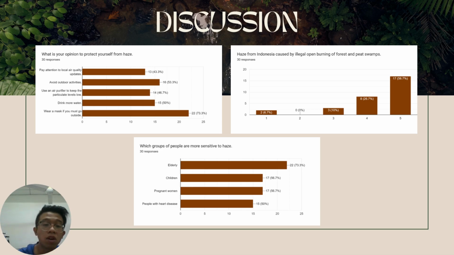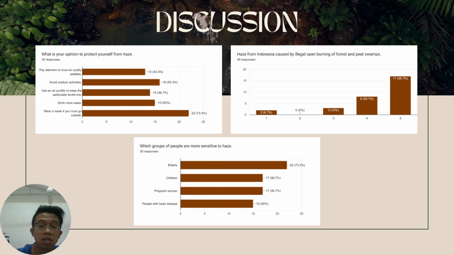Moving on, we asked them which group of people is more sensitive to haze. Most of them agree that elderly people are at higher risk of getting diseases when they go outside, because they think the side effects appear more easily in the elderly, as the body's immune system drops as they age.